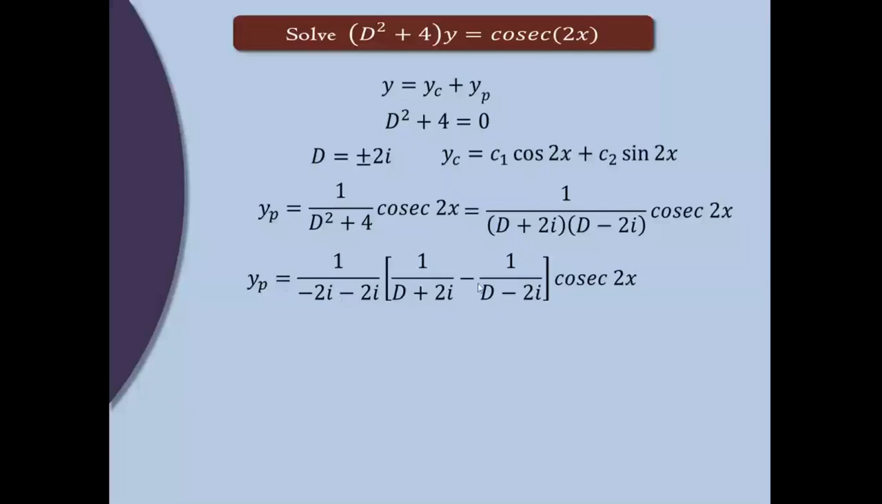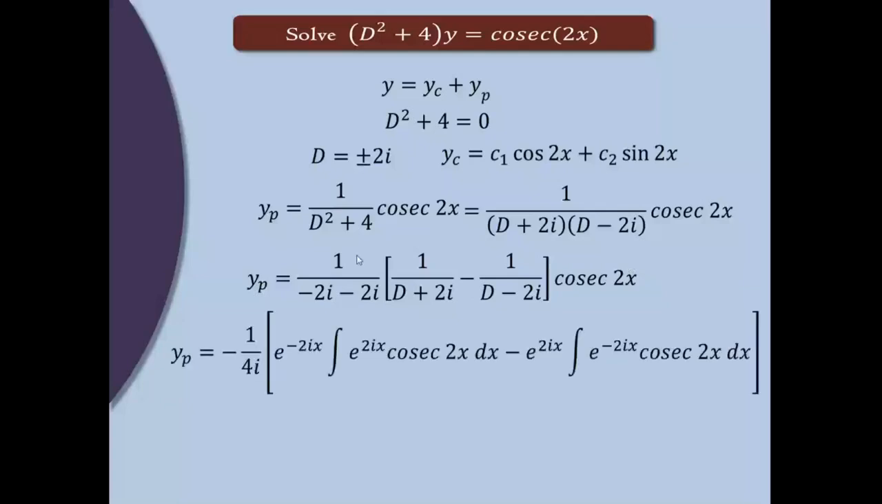Okay, and now use the formula 1 upon d plus m f of x, and here use the formula 1 upon d minus m f of x. Use that standard formula of the general method. That becomes 1 upon minus 4i. m is 2i, so it is e raised to minus mx, e raised to minus 2ix, integral e raised to 2ix f of x. f of x is cosec 2x dx, minus e raised to minus of this, that is 2ix, integral e raised to minus 2ix cosec 2x dx.